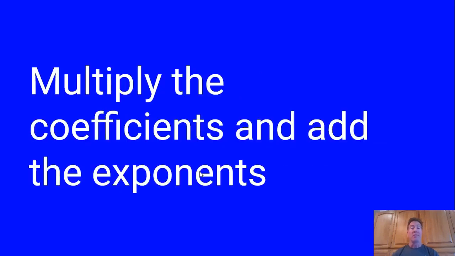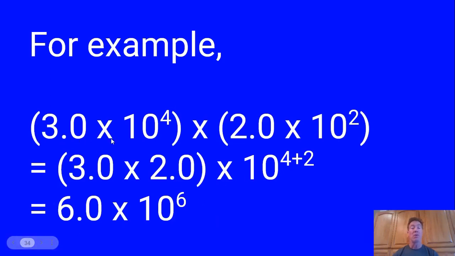Multiplying with scientific notation. When you're multiplying two numbers expressed in scientific notation, you're going to multiply the coefficients, and then you're going to add the exponents. For example, 3.0 times 10 to the 4th times 2.0 times 10 to the 2nd. You multiply the coefficients together, 3 times 2, and then you add the exponents of the tens together. So this is going to be 6 times 10 to the 4 plus 2, 10 to the 6th.